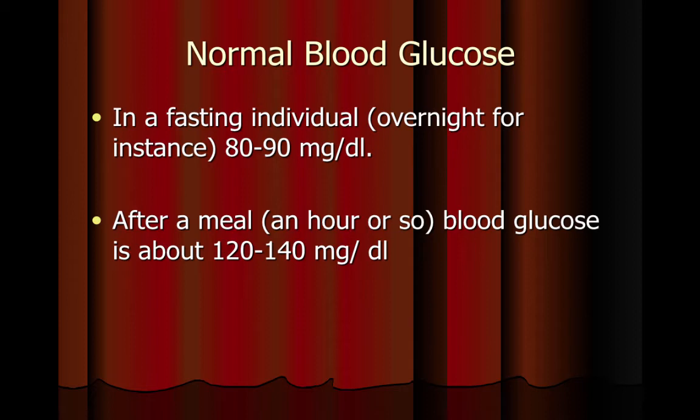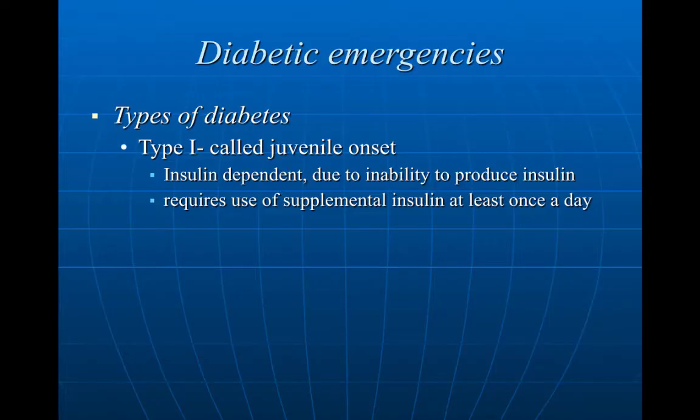From there, we're going to transition to these folks that tend to be the reason that we get called: diabetic emergencies. We're all aware there are two types of diabetes. There's type 1, called juvenile onset. These folks are insulin dependent. They don't have the ability to produce insulin, or they produce such a small amount that it doesn't influence the body's ability to get glucose into the cells.